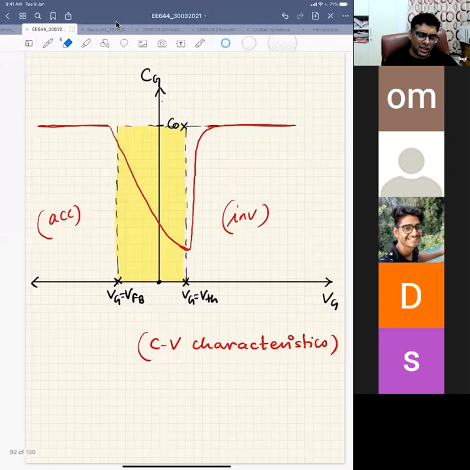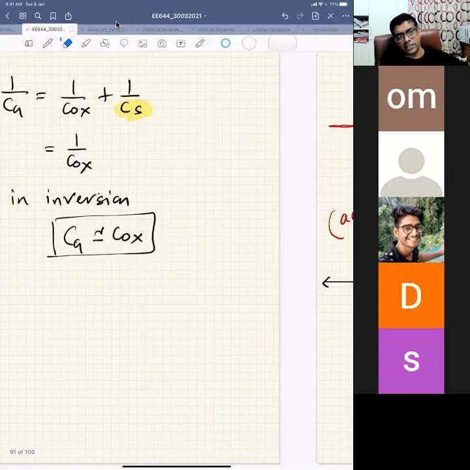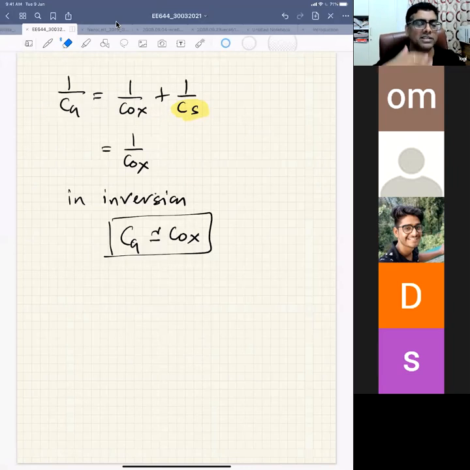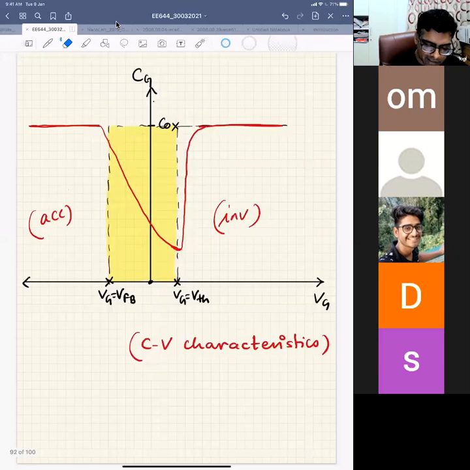See, in the accumulation case, we have a lot of holes sitting at the surface. In the inversion case, we have a lot of electrons sitting at the surface, right? This part clear, Monica? Yes, sir. So if I perturb the gate, this electron and hole concentration is also perturbed, right? Yes, sir.